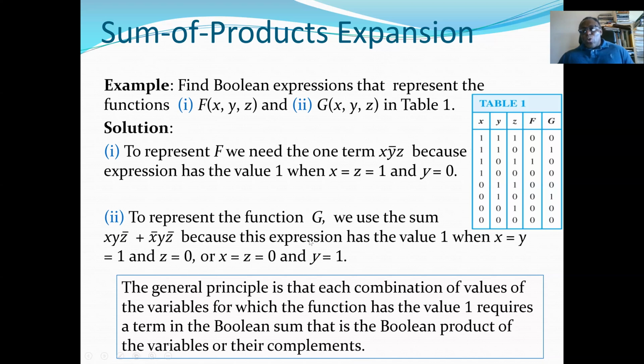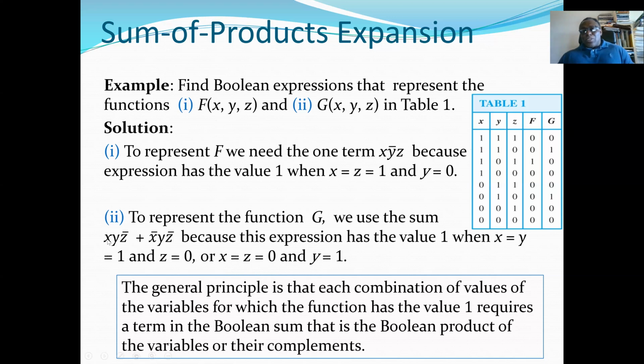And also when x is 0, z is 0, and y is 1. So when we look at the G column, we have 2 1s in the 2nd row and the 6th row. The 2nd row, x is 1, y is 1, z is 0. So we have x, y, z invert, plus the 6th row will be x is 0, y is 1, z is 0. So it will be x invert, y, z invert.